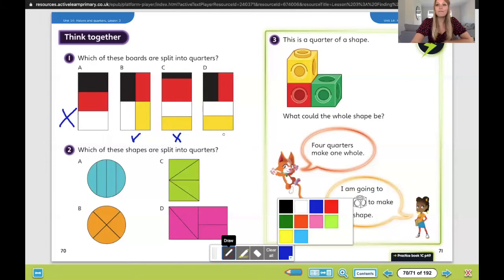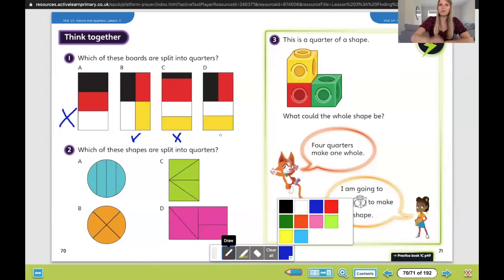So are there 4 parts on this? Let's check. 1, 2, 3, 4. Yes, there are. And are the parts equal? Now don't forget, you might want to turn the computer screen to help you look at these because sometimes they've been rotated.